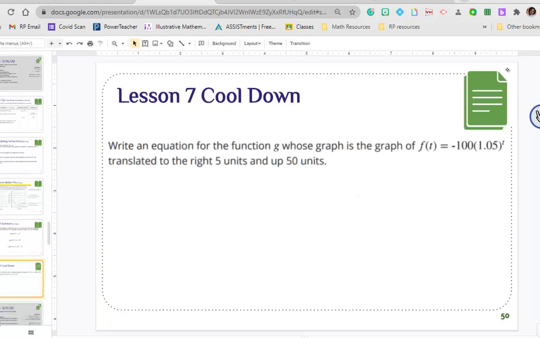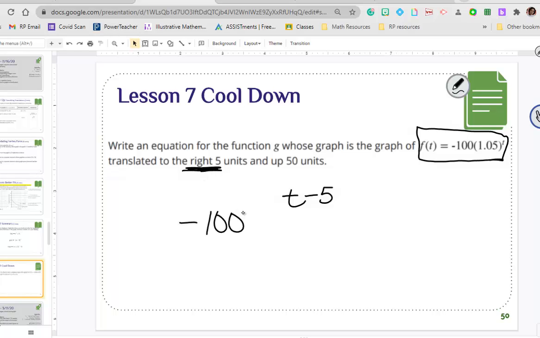If you have the cool down, it's asking you to write an equation for the function g whose graph is the graph of this guy, f of t, except this time translated 5 units to the right. So wherever I see that variable, I need to do a t minus 5 to move it to the right 5 units. And then up 50 units.